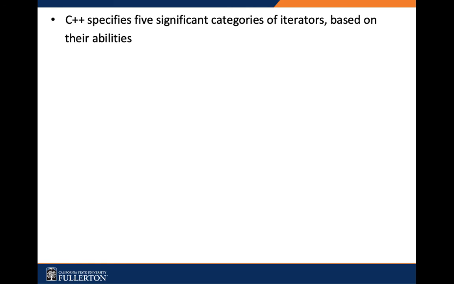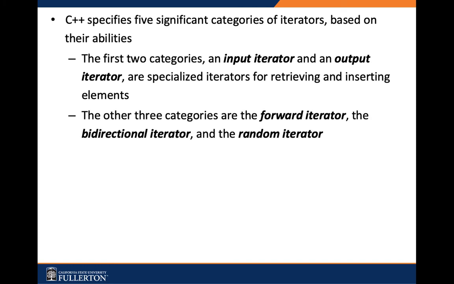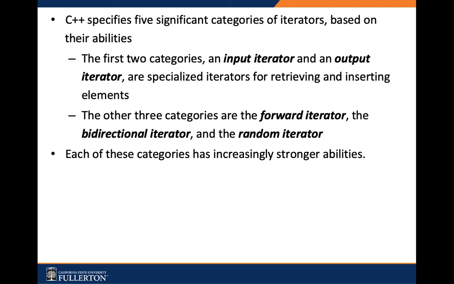C++ specifies 5 significant categories of iterators based on their abilities. The first two categories, an input iterator and an output iterator, are specialized iterators for retrieving and inserting elements. The other 3 categories are forward iterator, bidirectional iterator, and the random iterator. And we'll discuss each of them.